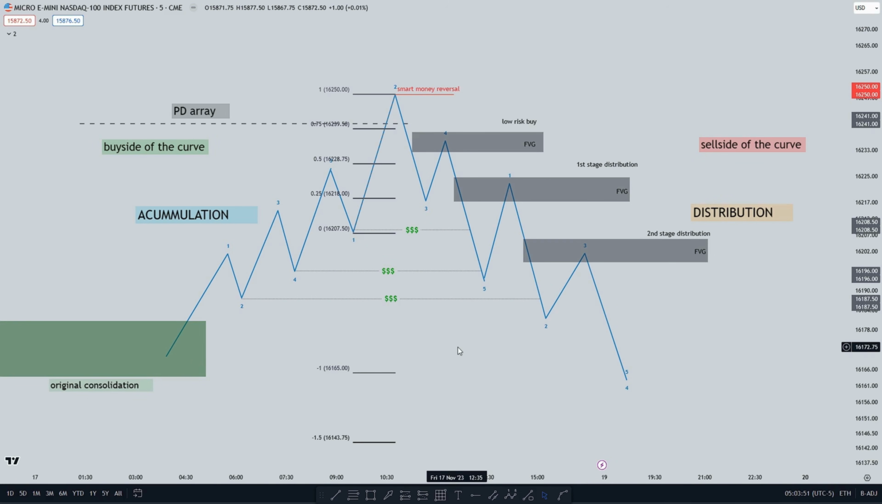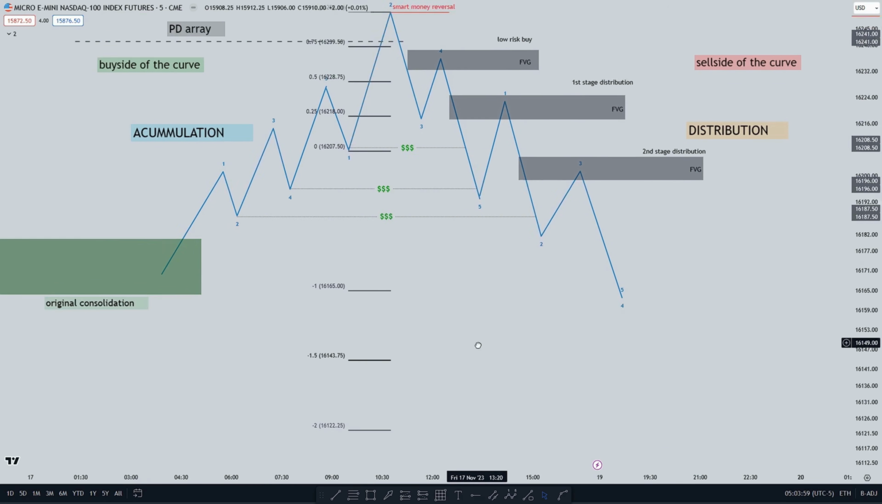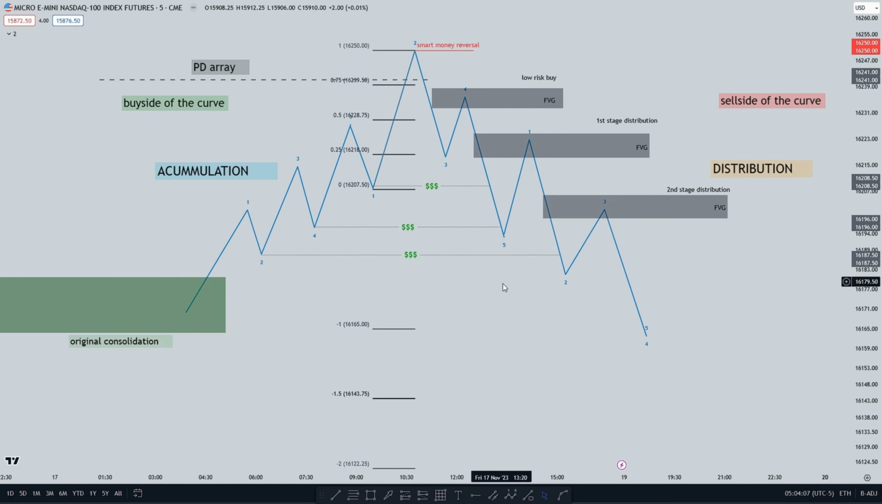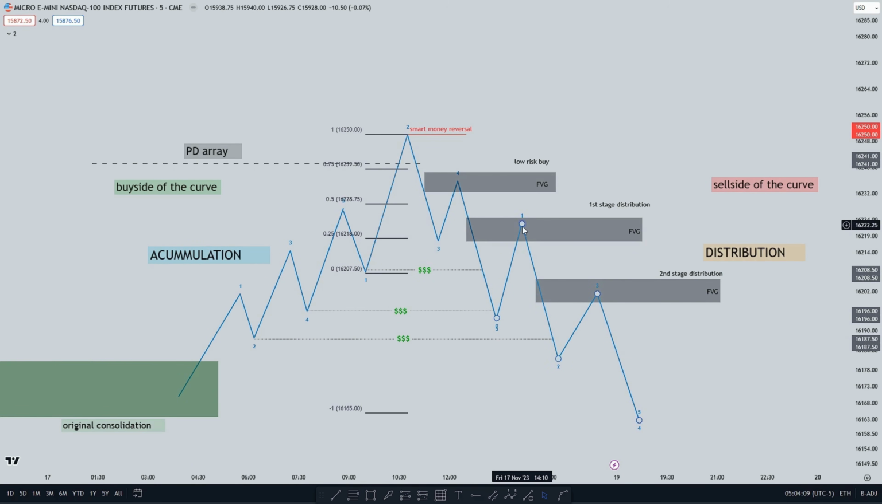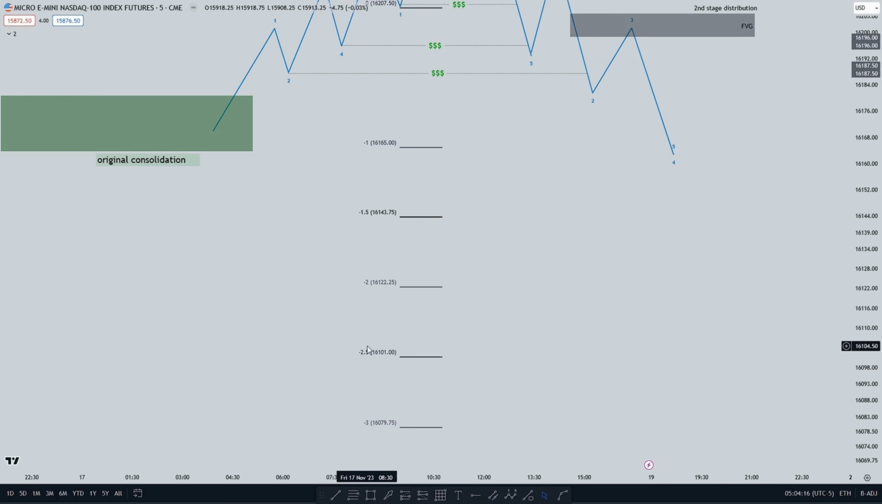You can also be anticipating a first stage distribution or a second stage distribution at the -1 to -1.5 range. So let's say the -1 to -1.5 range aligns with the first stage distribution. Then we tap down into the -1 to -1.5 range, and then we should go up to, let's say, a fair value gap, and then go down and be targeting the -2 to -2.5 range.